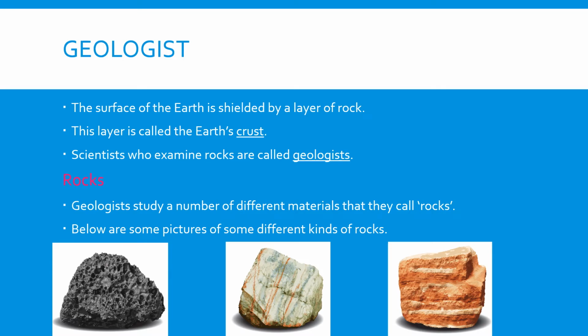The surface of the earth is shielded by a layer of rock. This layer is called the earth's crust. Scientists who examine rocks are called geologists. Geologists study a number of different materials that they call rocks. Below are some pictures of some different kinds of rocks.